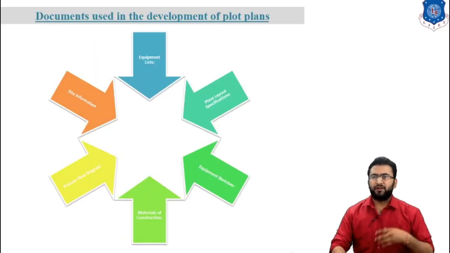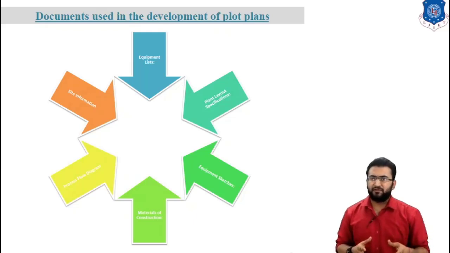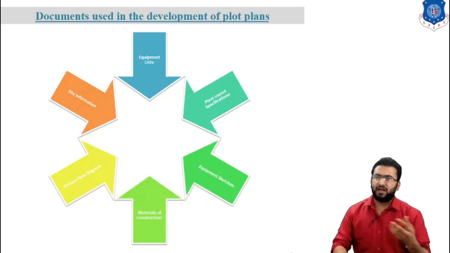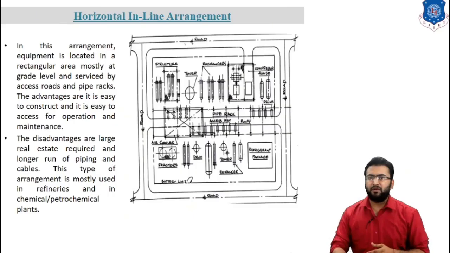Now let's talk about various documents used in the plot plan. There are various documents used in development of the plot plan, such as the equipment list, plant layout specification, engineering spreadsheet, material of construction, and site information. These are all documents which are widely used in development of the plot plan.